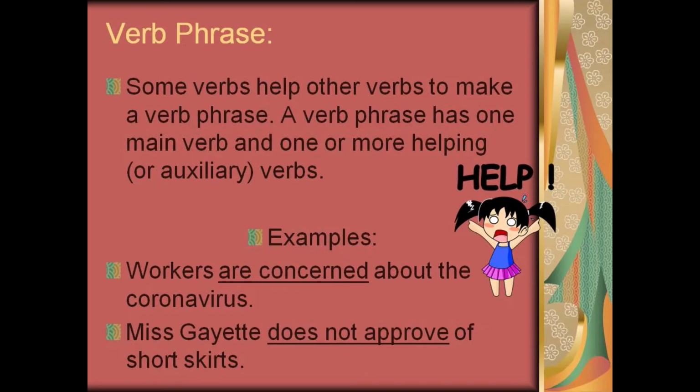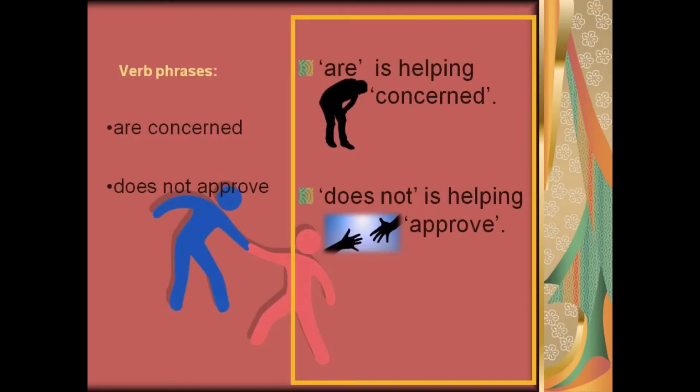Workers are concerned about the coronavirus. Ms. Gate does not approve of short skirts. And again, observe the words that are underlined. So in order for the verb phrases to be formed, we have one main verb and one or more auxiliary verbs. In the first case, are concerned. We have one main verb being concerned and one auxiliary verb being are.